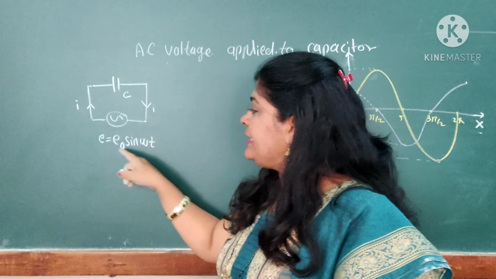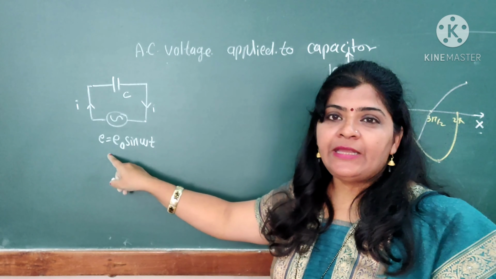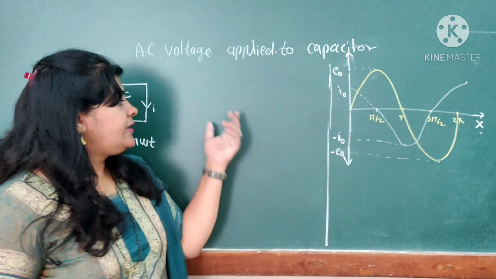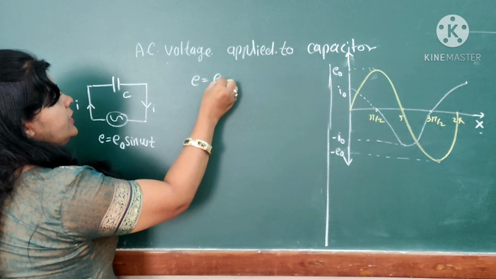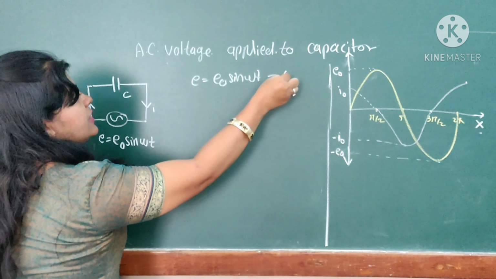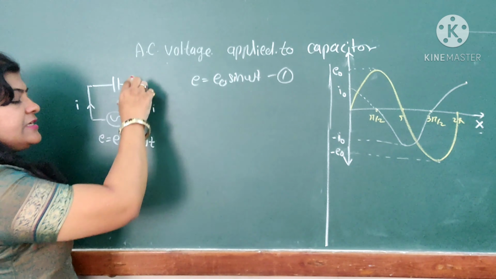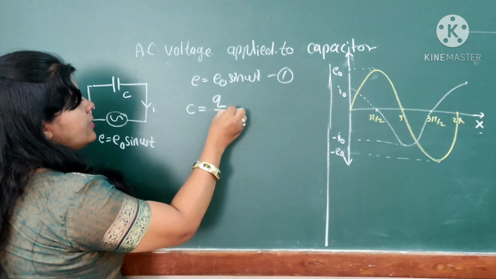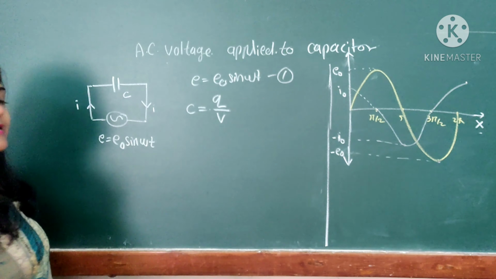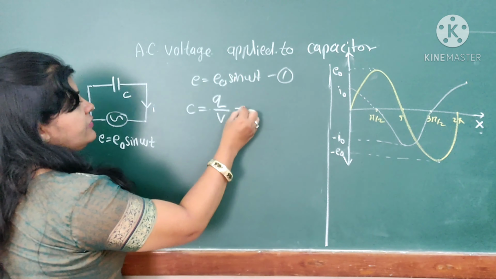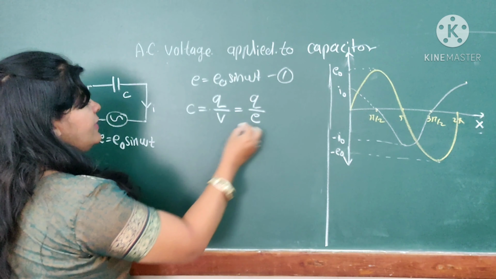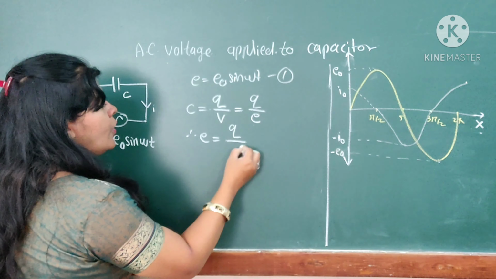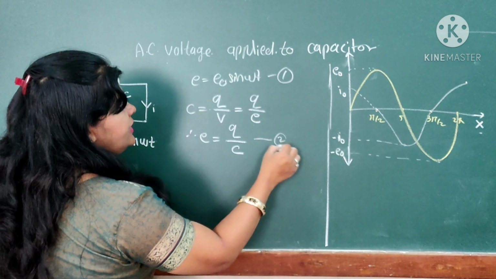First we consider the applied EMF equation, E is equal to E naught sine omega t, and from this we are calculating the current equation. This is our first equation. Next, the capacitor formula we already know: the capacitance is equal to the charge upon the voltage. Here the voltage is the EMF E. Therefore the equation becomes C is equal to Q upon E, and therefore E is equal to Q upon C. This is equation number 2.